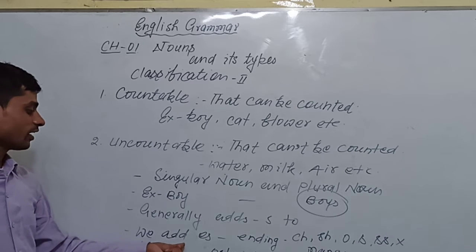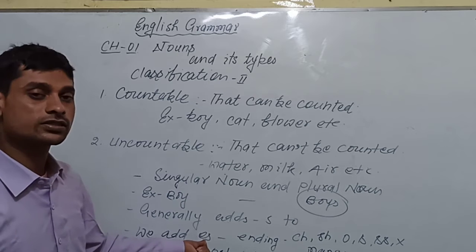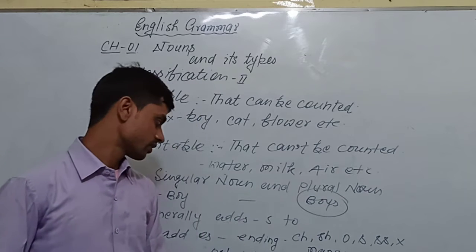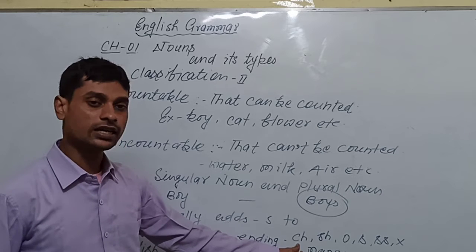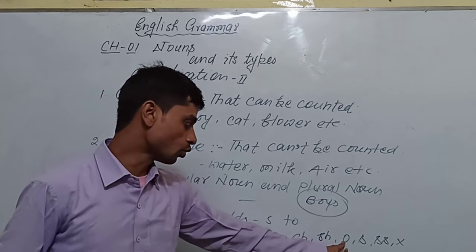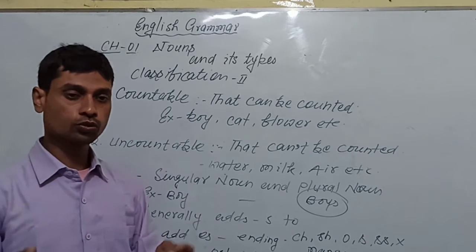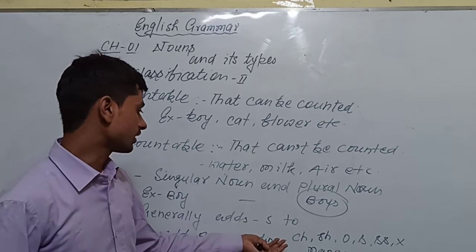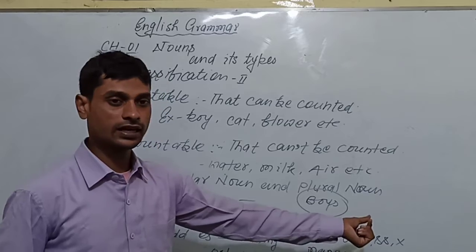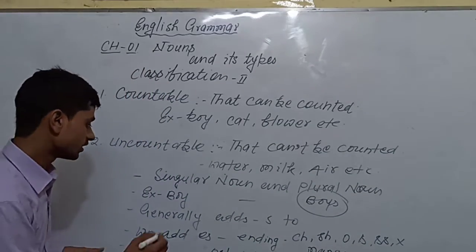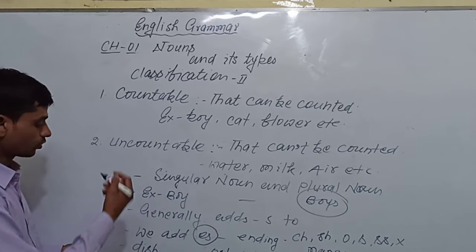First rule, we add es. Where es कहाँ ऐड करते हैं? The words whose last letters are ch, sh, o, s, double s, x, then after that we add es. और अगर last letter वैसा हो तो es.